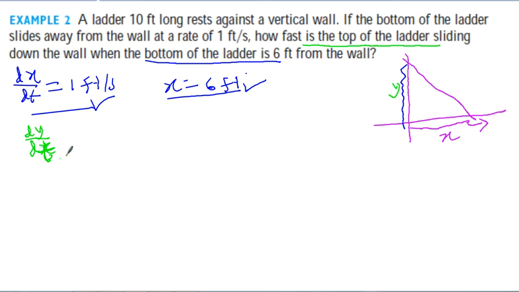To get dy by dt, first I need some formula to relate them. I know we have already seen this question in 10th grade. This is related to the Pythagoras theorem, where the hypotenuse is the ladder and the ladder length is 10 feet. So by using the Pythagoras theorem, x square plus y square is equal to 10 square. This is the important formula I am going to get from here.